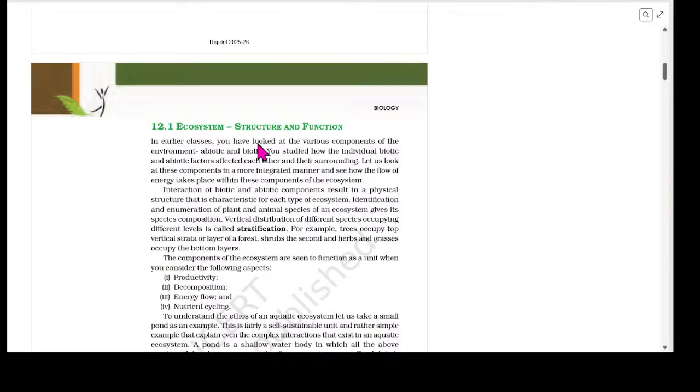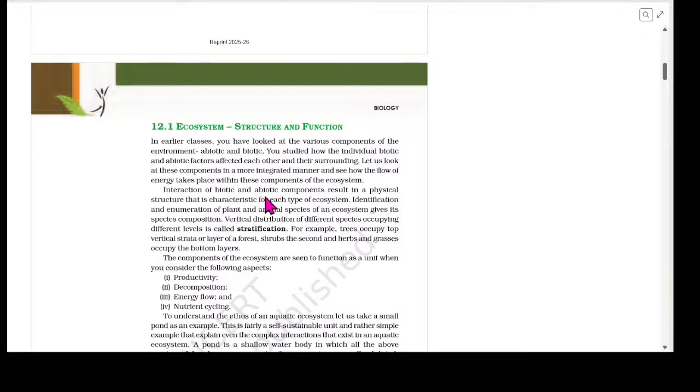Ecosystem structure and function. In earlier classes, you have looked at the various components of the ecosystem, including the environment, which includes factors like abiotic, which are non-living, and biotic, which are living. You studied how the individual biotic and abiotic factors affected each other and their surroundings. Let us look at these components in a more integrated manner and see how the flow of energy takes place within these components of the ecosystem.